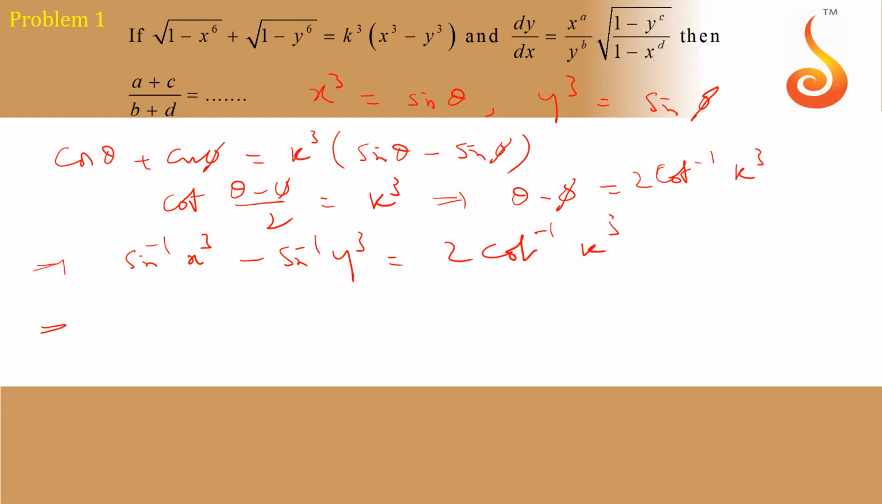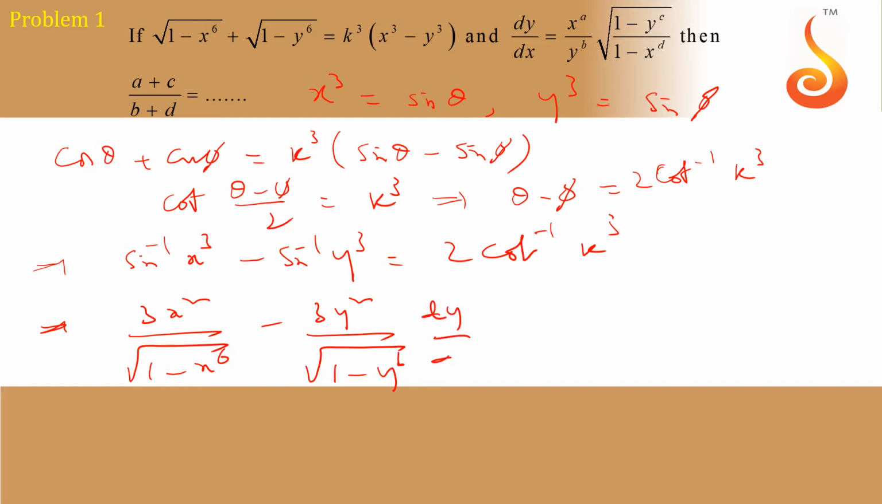Now if you differentiate, it will be 3x²/√(1 − x⁶) − 3y²/√(1 − y⁶) × dy/dx = 0. Then you can write dy/dx from this. You can compare the values of a, b, c, d and get the value of (a + c)/(b + d).